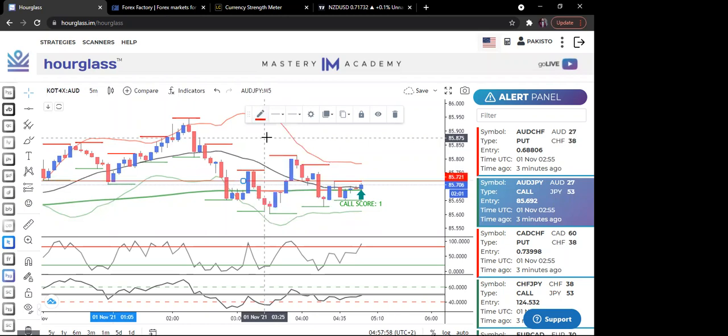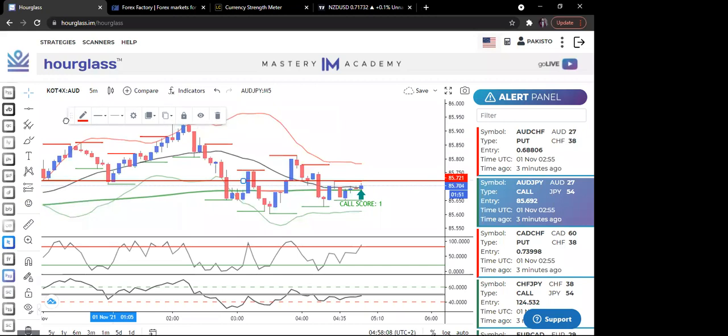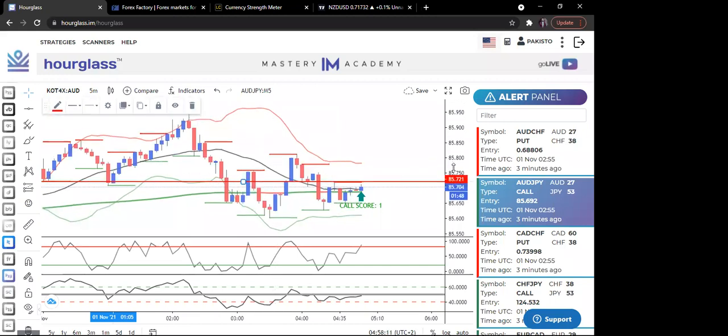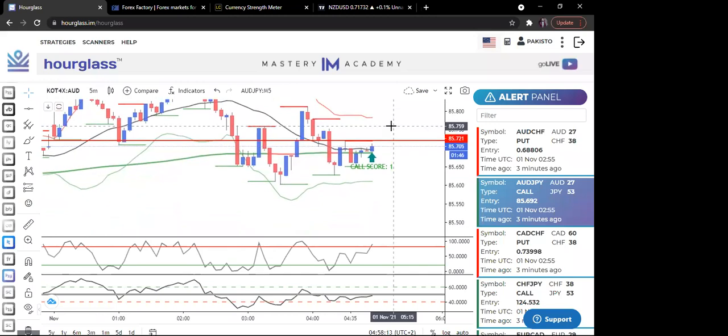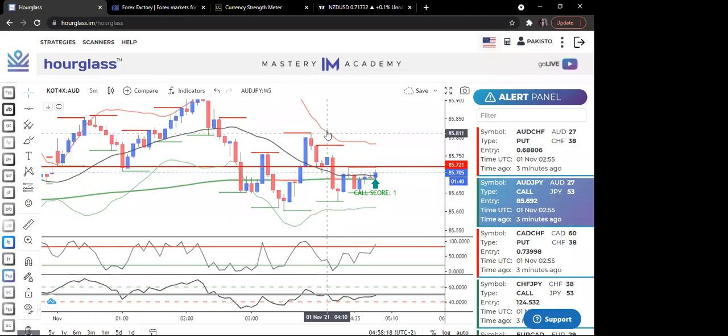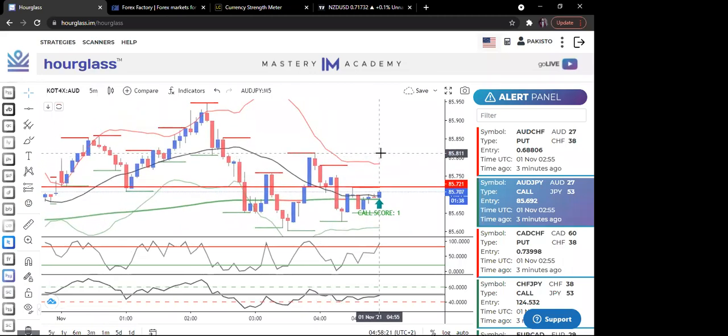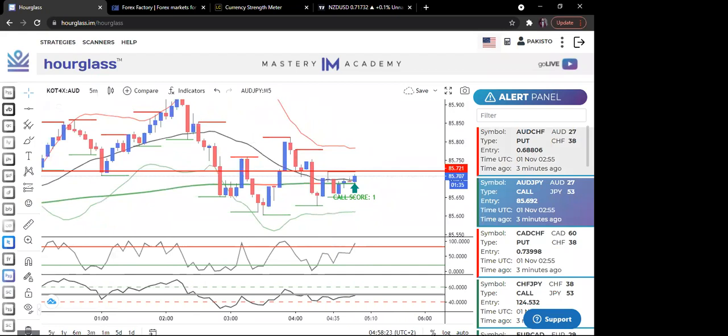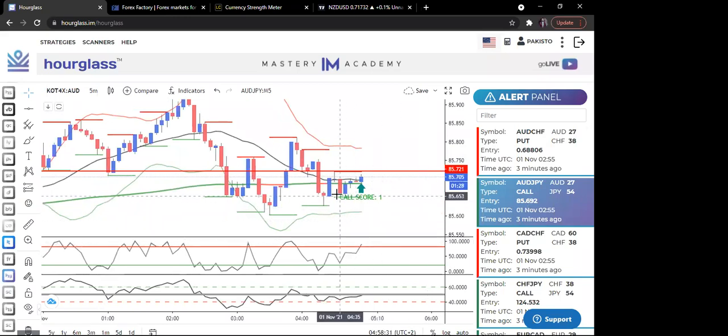Let's see what's going to happen in the next 2 minutes. Potential sell opportunity on AUD JPY. So let's see what's going to happen in the next minute and 30 seconds.